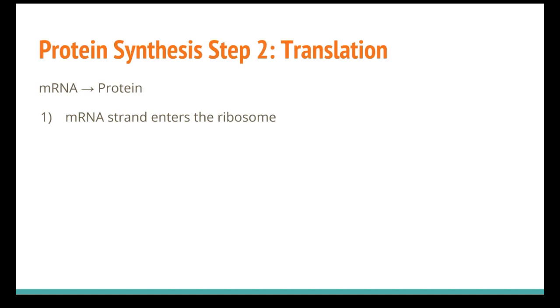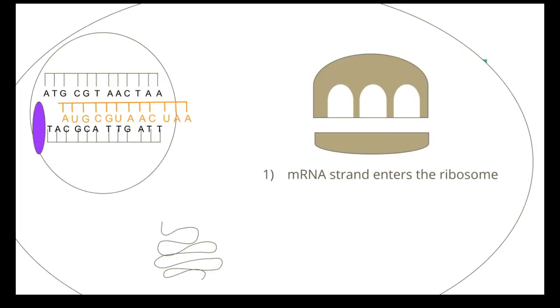The first thing we have to do is remove this mRNA strand from the nucleus, allow it into the cytoplasm, and enter into the ribosome. So it's going to slowly move into the ribosome, which looks like a cheeseburger.